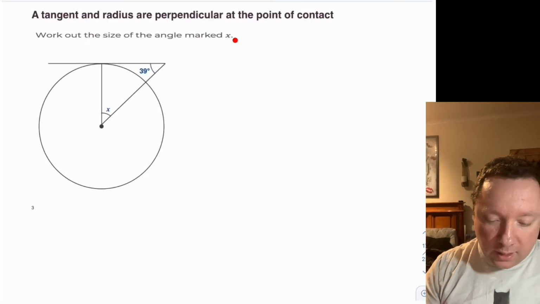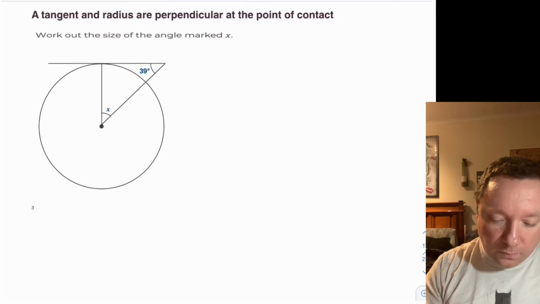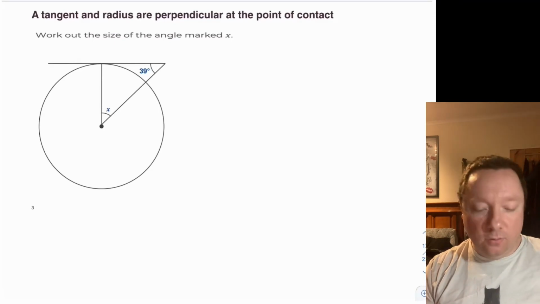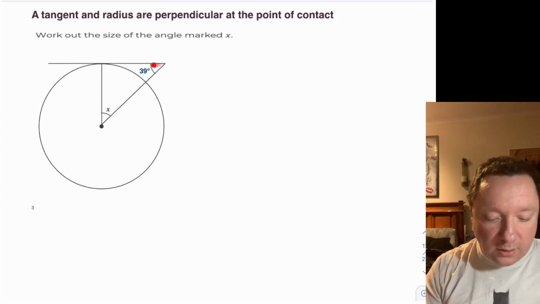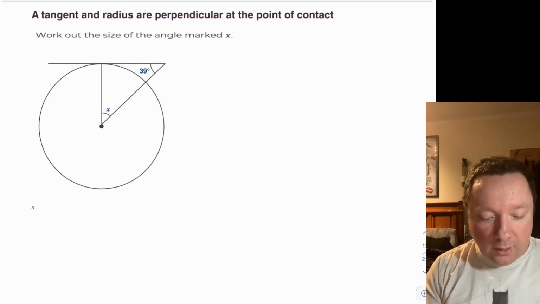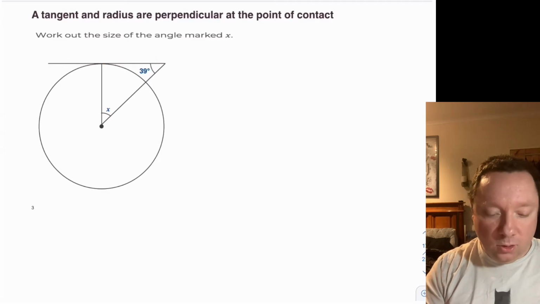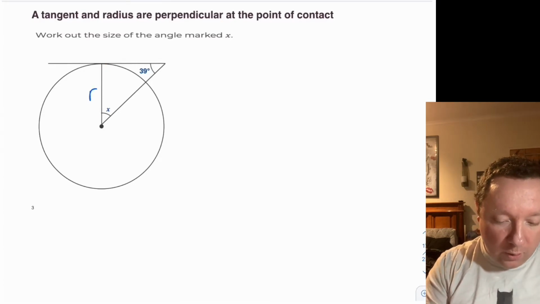So you have to work out the size of the angle marked X. These ones I think are the easiest in circle theorems because the tangent's obvious. It's always a line outside the circle and it always touches it at one point. So as soon as it touches the radius, which we can mark on as R, we know that the place it's touching is 90 degrees.